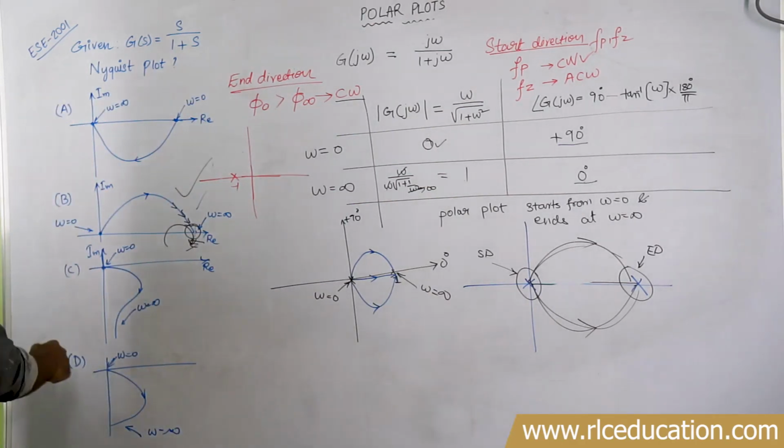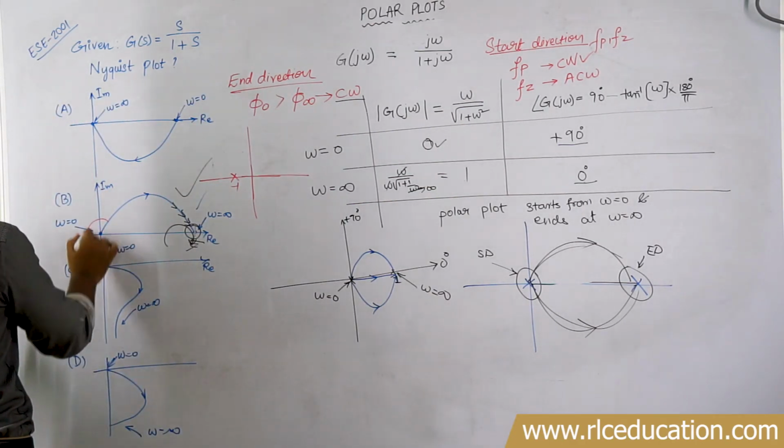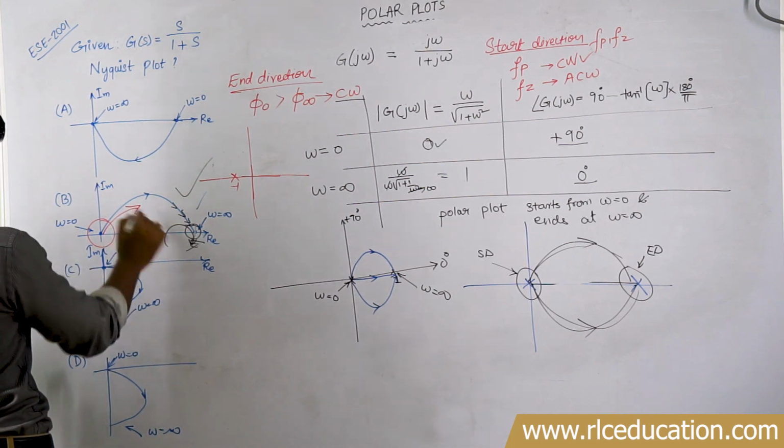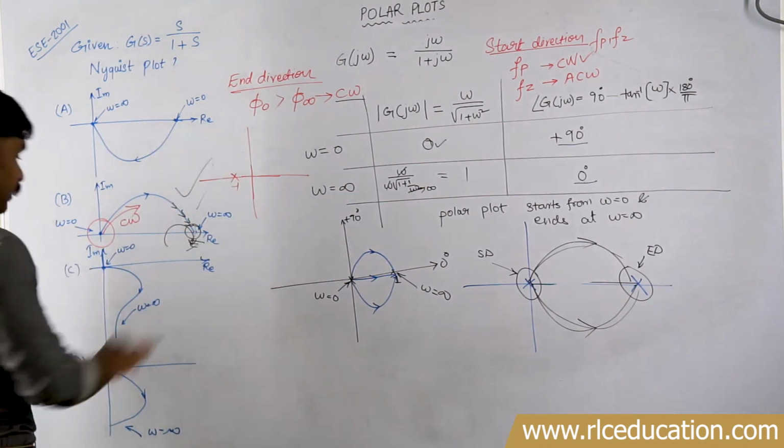If you see what the clockwise direction is here, this is the starting point, isn't it? How is the graph starting? It is starting like this, in clockwise direction. It is ending in clockwise direction.